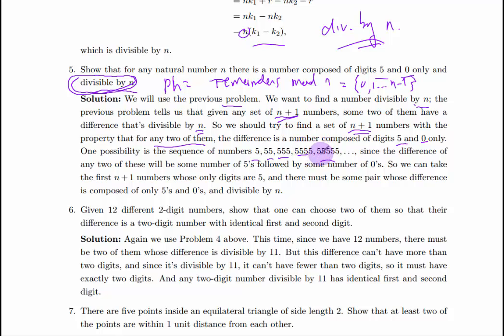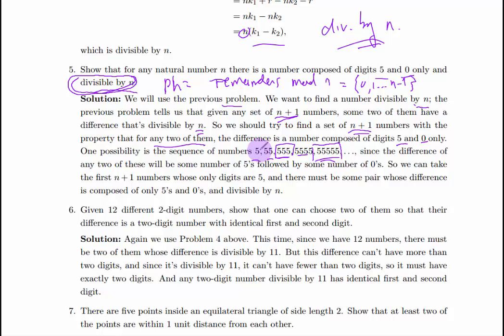Well, you can always take the larger minus the smaller. If you take the larger minus the smaller, you're going to have a bunch of 5s followed by a bunch of 0s. For instance, if I take 5, 5, 5, 5, 5, and subtract 5, 5, 5, you can write it down on a piece of paper, and you'll find that you get 5, 5, 0, 0, 0.